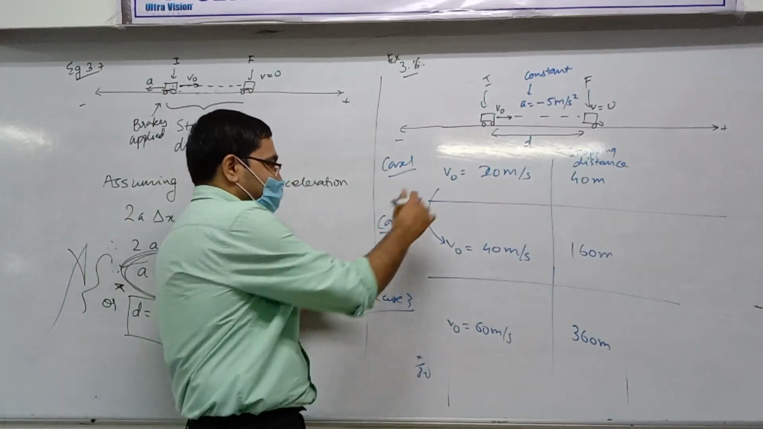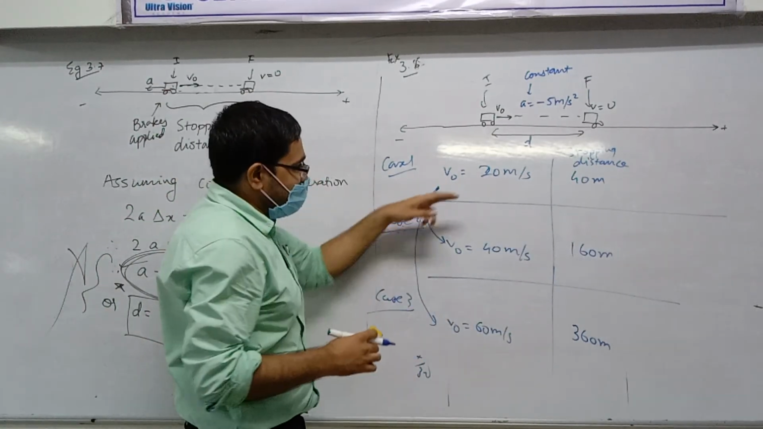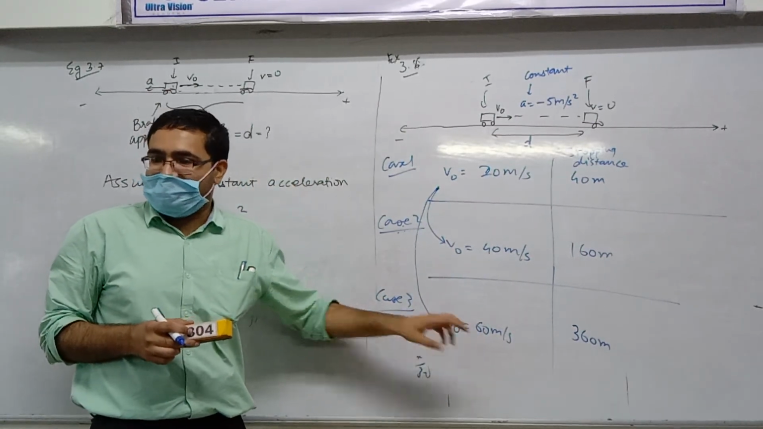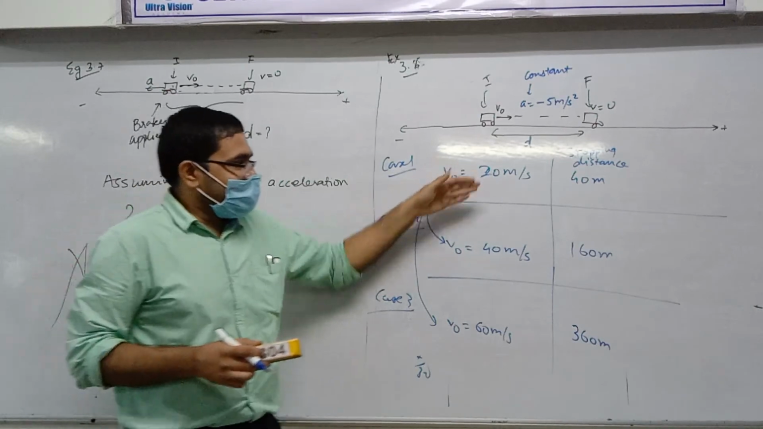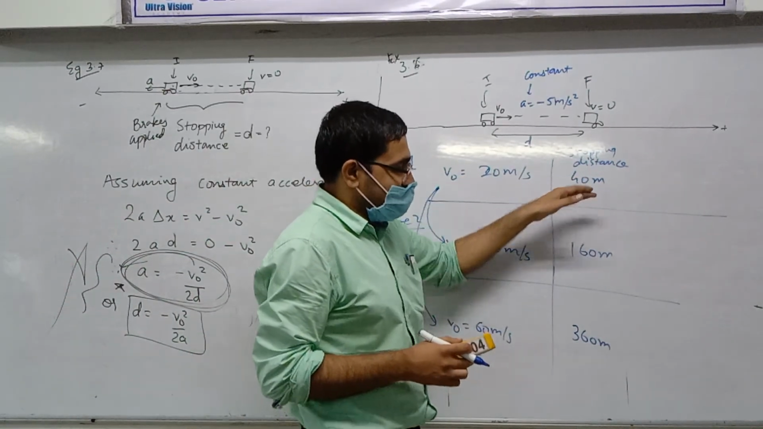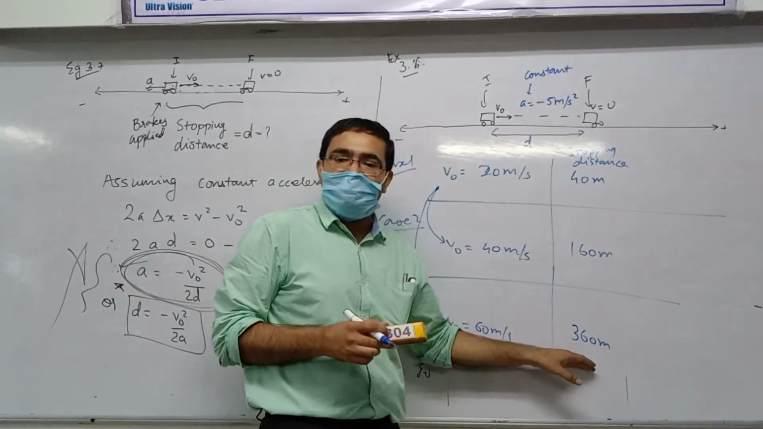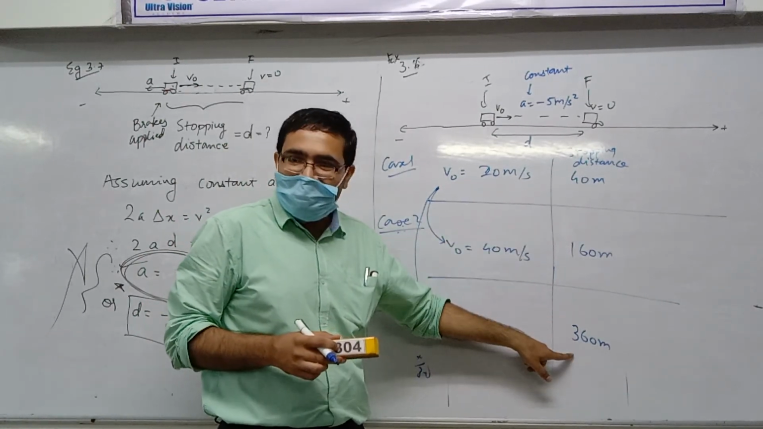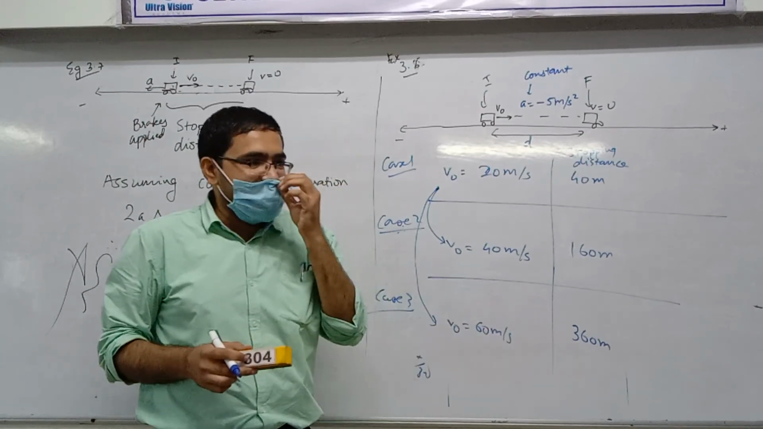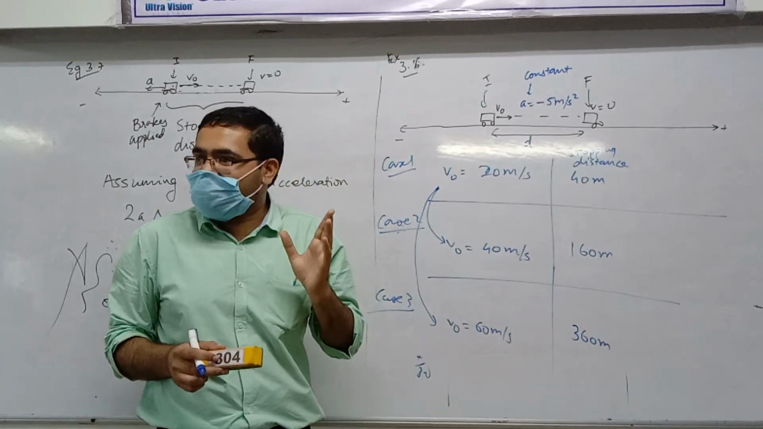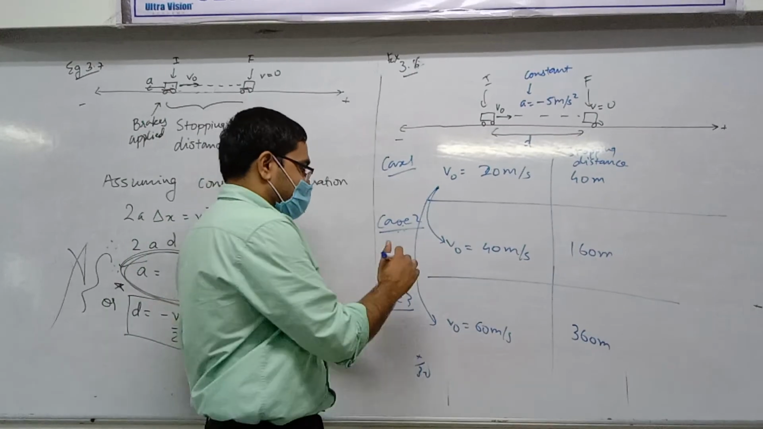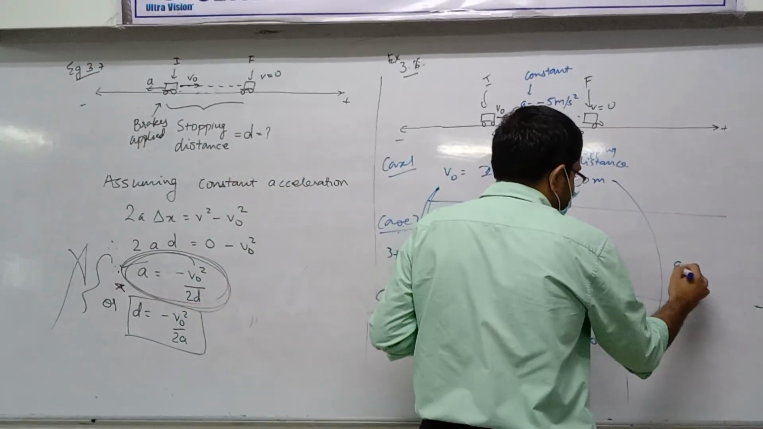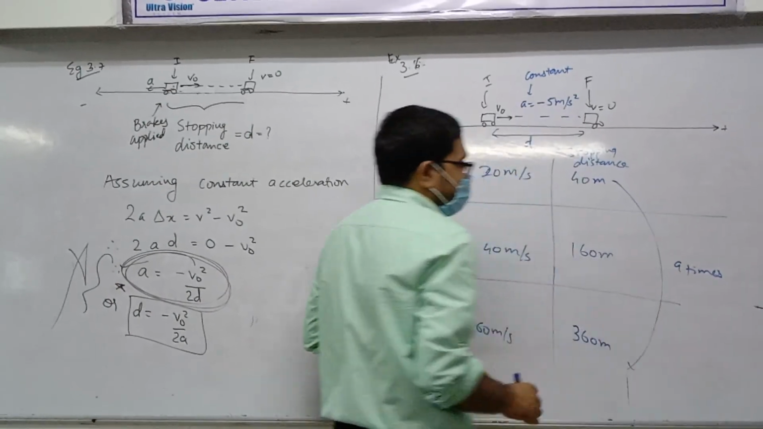From here to here, if you triple the velocity, this is the triple velocity, correct or not? Triple means what? Into 3. Then what happens to stopping distance? Is stopping distance triple? No. It is how many times? 9 times. 4 into 9 is 36. Clear or not? So when the velocity becomes 3 times, the stopping distance becomes 9 times. Did you get that?